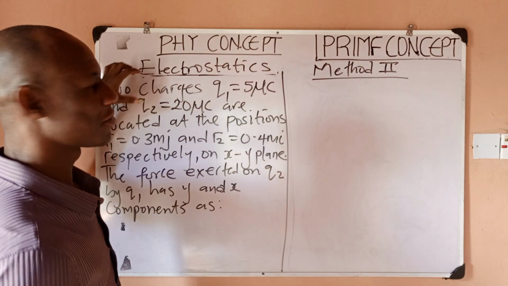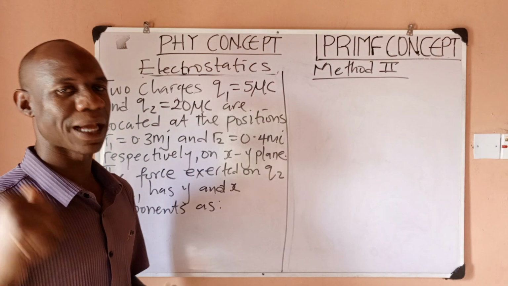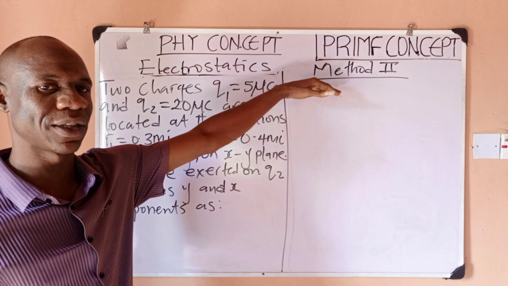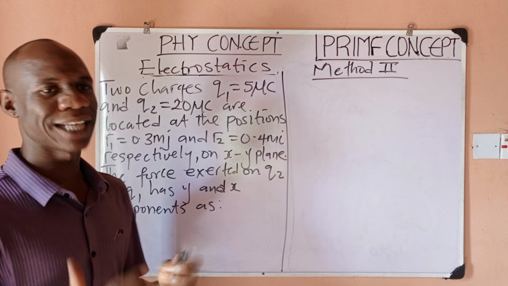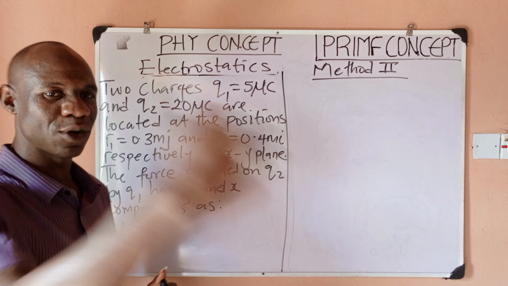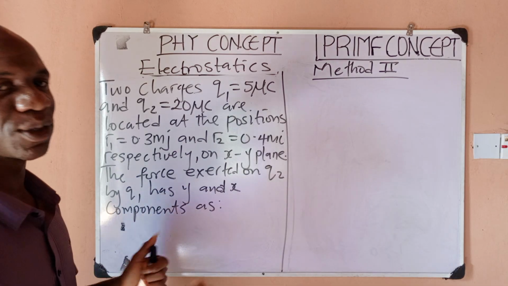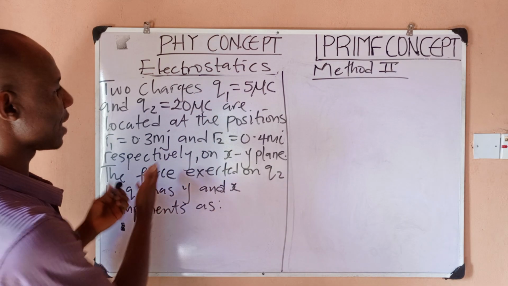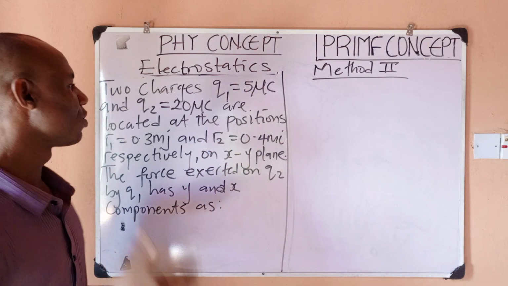Now I'll be solving this problem which I solved in my previous video. I'll be solving it again using another method, which is method 2. Like I said earlier, when I finish, you choose which method you understand best and follow up on that method. I'll be using the concept of unit vectors to solve this. But before I do that, let me quickly draw the solution diagram.